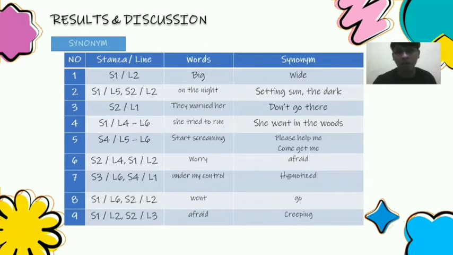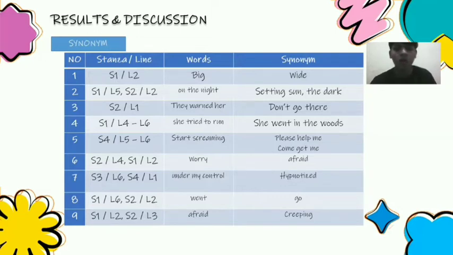I bold the word warn here, and I found it similar with "don't go there", because "don't go there" itself refers to they warn her, so it's similar. It has a similar meaning. And then she tried to run. The similar is she went in the wood, same like the above. Start swimming, and the similar is please help me and come get me.